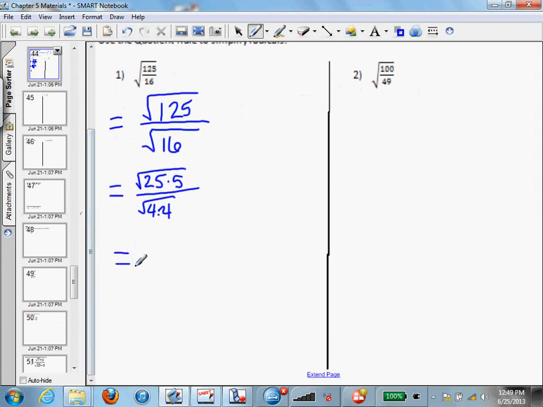So that 25 is a perfect square. It can come out of the radical, leaving that radical 5 underneath it. And 4 times 4 is a perfect square, so we can pull a 4 out.